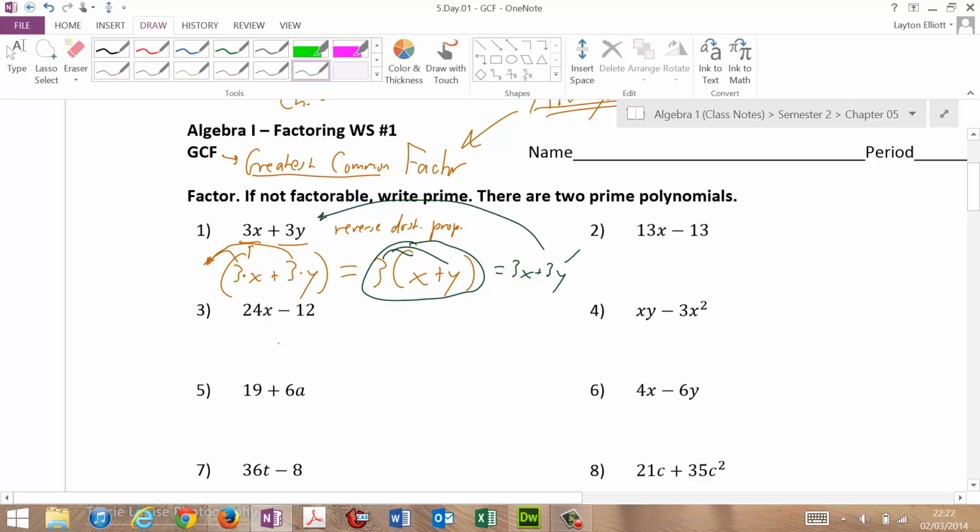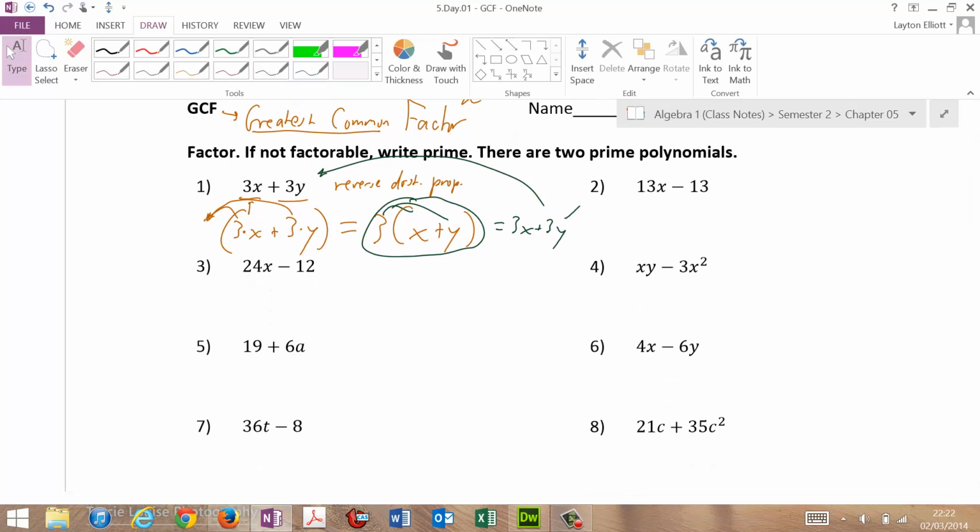Okay, number 3. I told you we're going to skip the odds and do the evens, then we'll come back and do the odds. So, number 3, 24x and 12. If I look at the greatest common factor between the two of these, 24 is divisible by 12, so that would be 12. I'm not going to write it. All I'm going to do is factor it out.